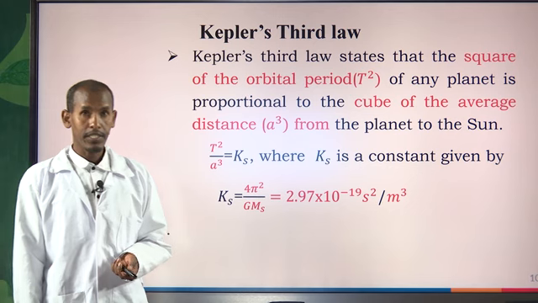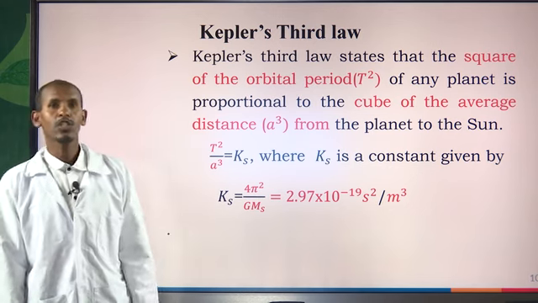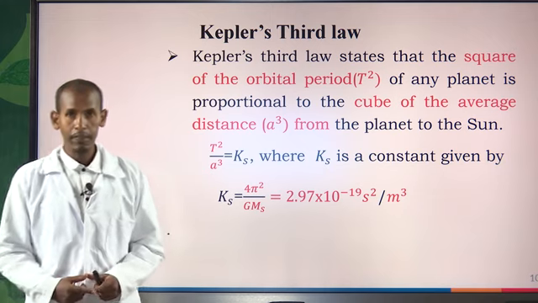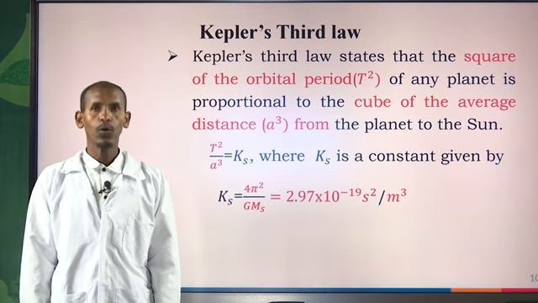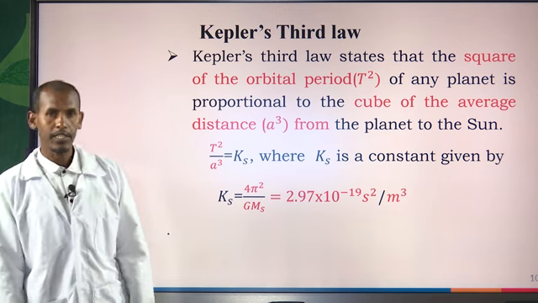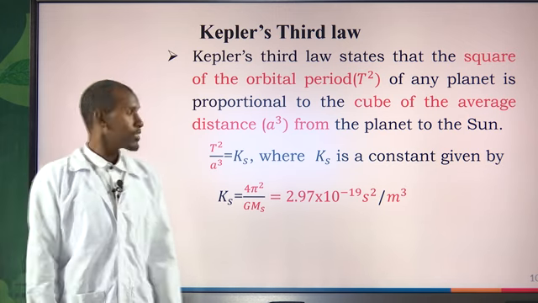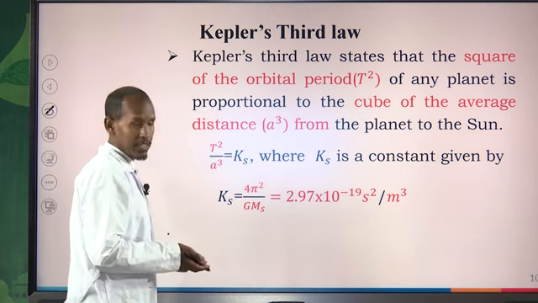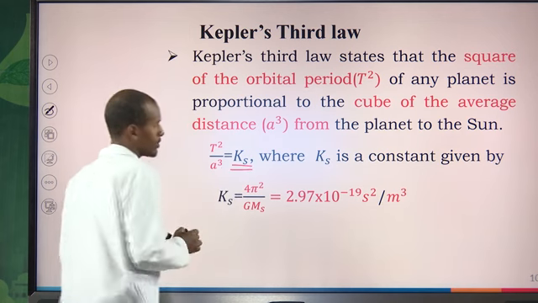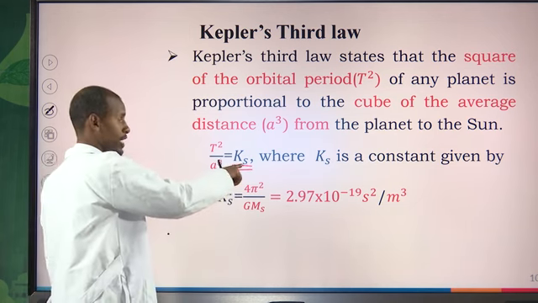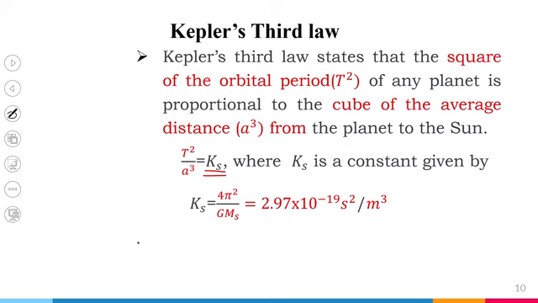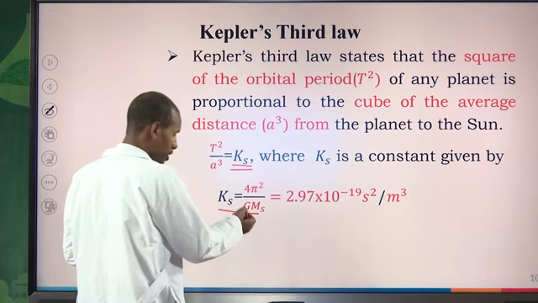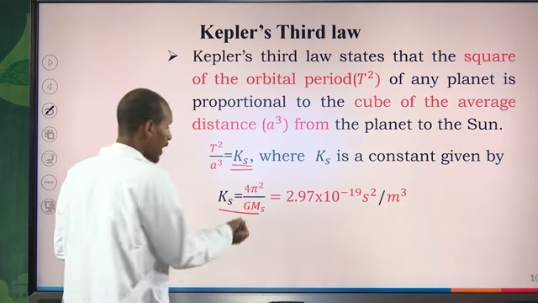The next one is Kepler's third law. Kepler's third law states that the square of the orbital period to revolve around the sun, or around a given planet for a satellite, is proportional to the cube of the average distance from the planet to the sun. Mathematically this is given as T squared over a cubed, where a is the average distance, equals a constant Ks. We say Ks because the sun is taken as the central object, where K is the constant 4 pi squared over G, the universal gravitational constant, times the mass of the sun.